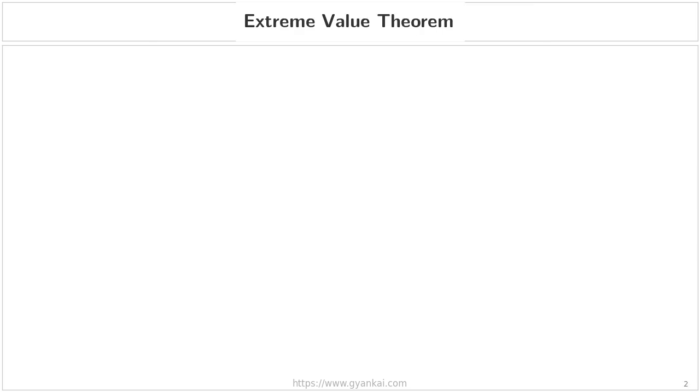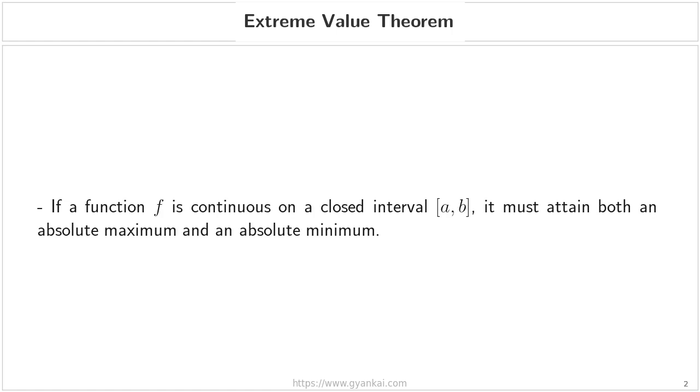Extreme Value Theorem. Now that we understand the difference between local and absolute extrema, let's look at the theoretical foundation that allows us to find them, known as the Extreme Value Theorem. First, the theorem states that if a function f is continuous on a closed interval from A to B, it is guaranteed to attain both an absolute maximum and an absolute minimum value within that range. In simpler terms, as long as there are no breaks in the graph and we are looking at a fixed segment, the function must have a highest and a lowest point.